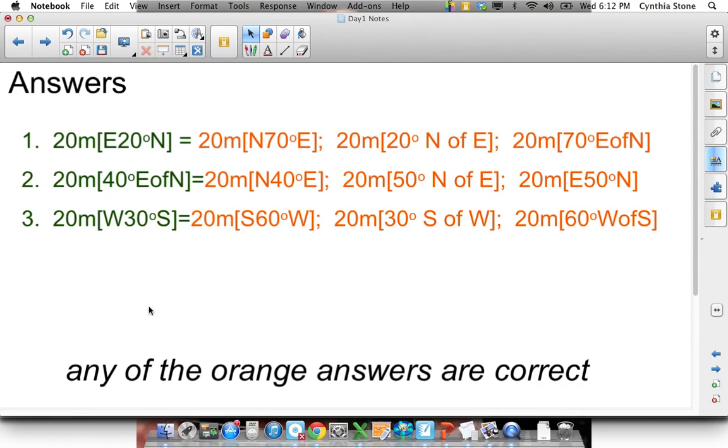Okay. And hopefully, here's the answers. You can pause and take a look and see if one of your answers is on there. Okay, so that's it for today's lesson on naming vectors in 2 dimensions.